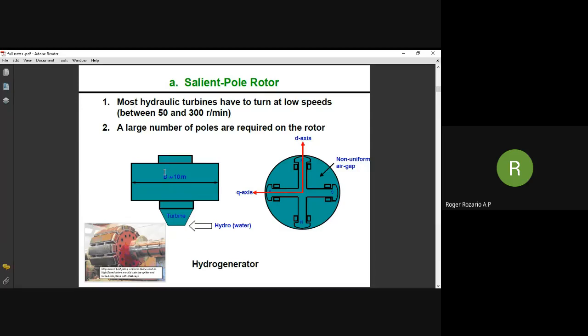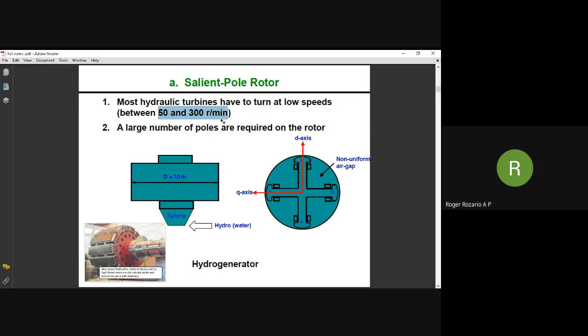One characteristic of the salient pole rotor is that the diameter is large and the axial length is small. When the poles are projected, the diameter will be large. Look at D. D is approximately equal to 10 meters. And the axial length is small. That is the characteristic of the salient pole rotor. And these are low speed alternators. They run between 50 to 300 revolutions per minute.